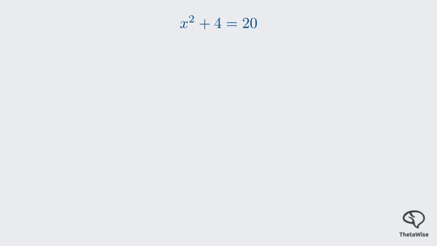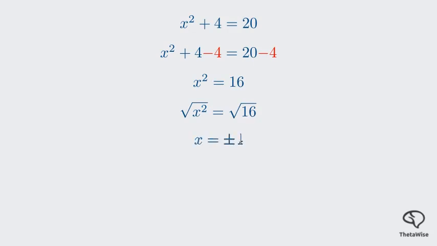Demonstration of some lattice output with colors and a board computation. First, we subtract 4 from both sides. This simplifies to x squared equals 16. Let's take the square root on both sides, and so x equals plus or minus 4.